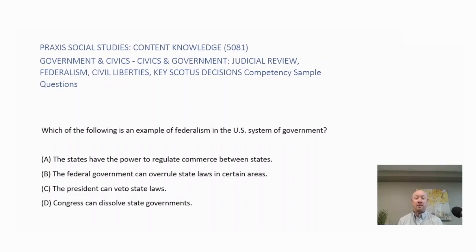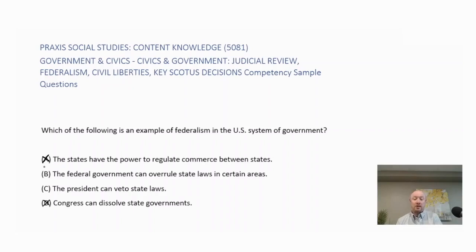All right, so let's eliminate some possibilities here. I'm going to eliminate choice D, Congress cannot dissolve state governments. So the states, through the Constitution, have the power to govern themselves and to be standalone, so Congress cannot dissolve them. Same thing for choice A. The states have the power to regulate commerce between states. That's false. Based on the Constitution, states can regulate their own commerce within their borders.